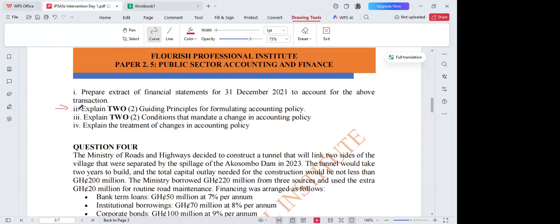Whose hand is up? But your hand is still up. Is it the old one or is this a new one? Okay, the son is an old hand. Now, okay, so explain two guiding principles. Anyone? For formulating accounting policies.